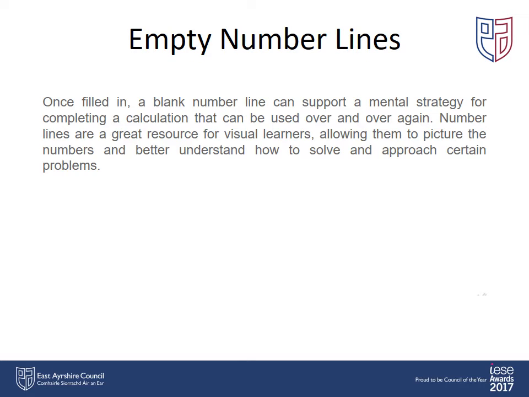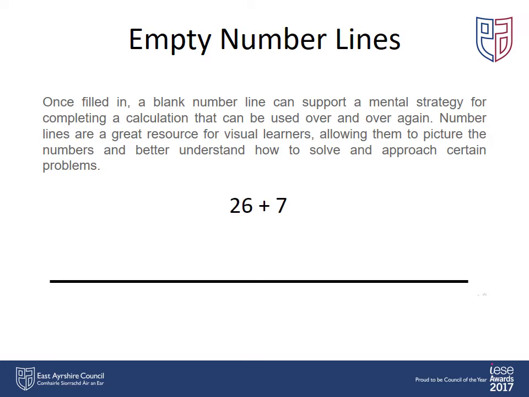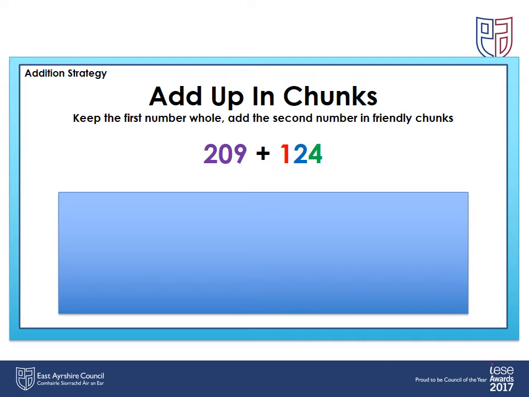Number lines are very useful tools to support children as they develop addition and subtraction strategies. These empty or blank number lines assist children as they develop number sense. For example, if a child was looking to add 26 add 7, they could use the number line to help them with the partitioning of the 7, adding the 4 to the 26 to make 30, and then showing the 3 moving on from the 30 to give them a final answer of 33. The use of number lines for adding in chunks can be extended to larger numbers. Why not have a go at this one yourself using a number line?